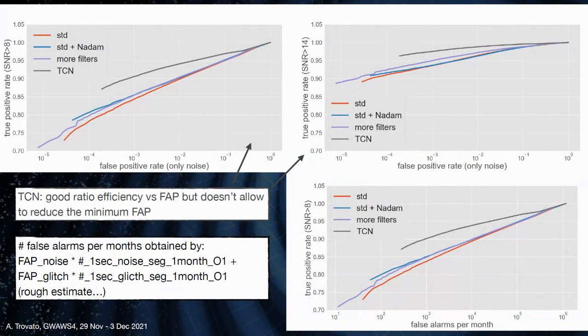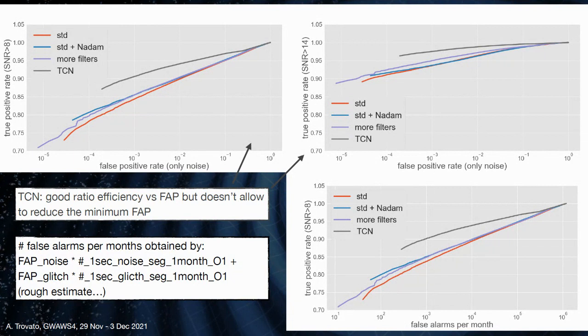And so these are some results. Basically, these are the same plot that I was having before, but with the addition of this gray curve here, that is the temporal convolution network. So you can see that there is a good improvement. But it seems that you can't reach a false alarm probability less than 10 to the minus 3, 10 to the minus 4.